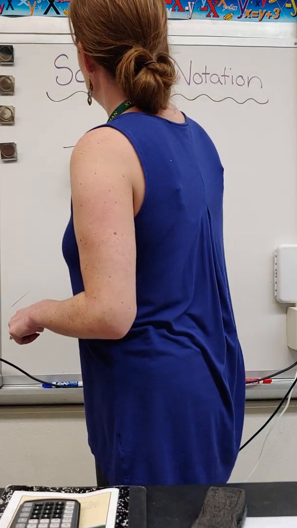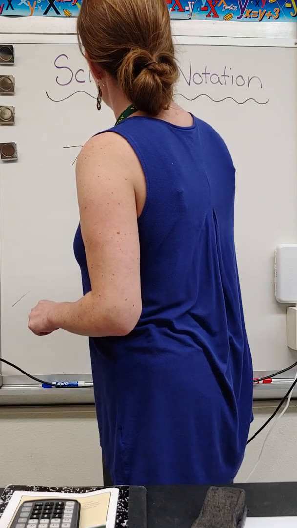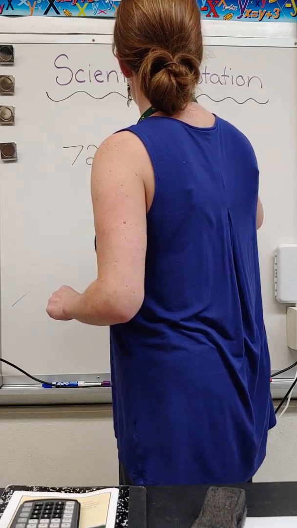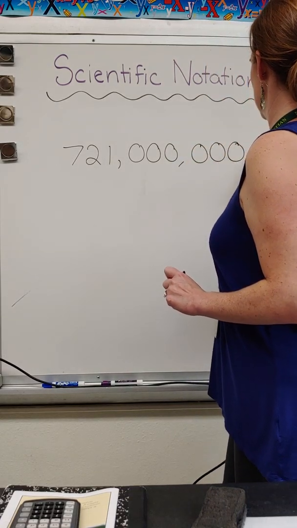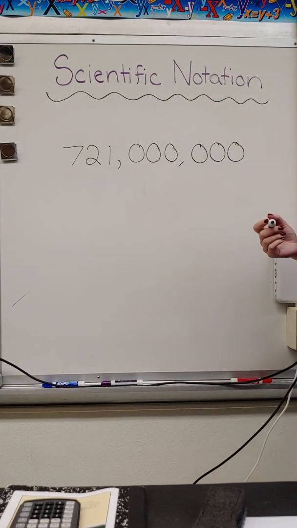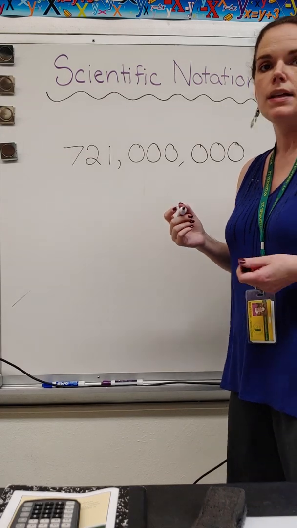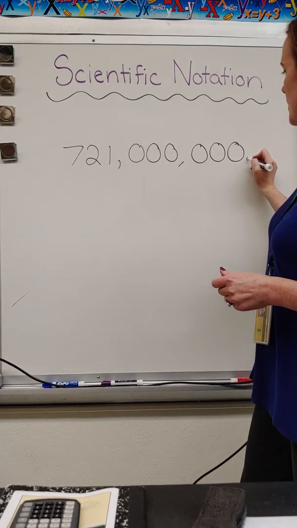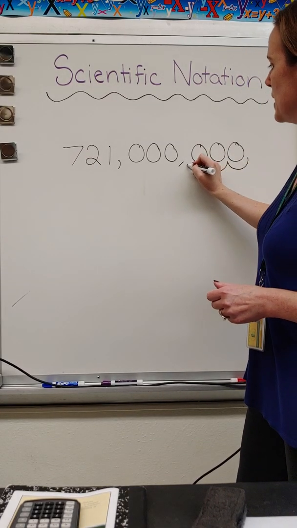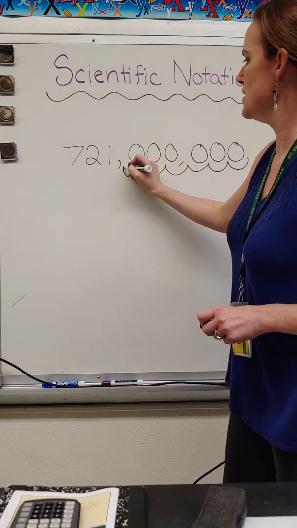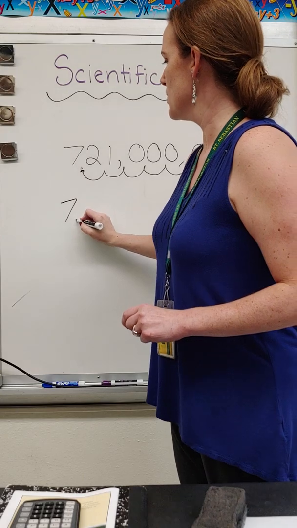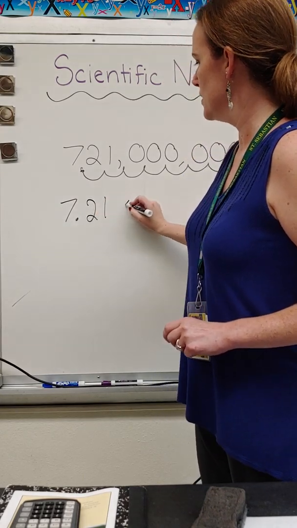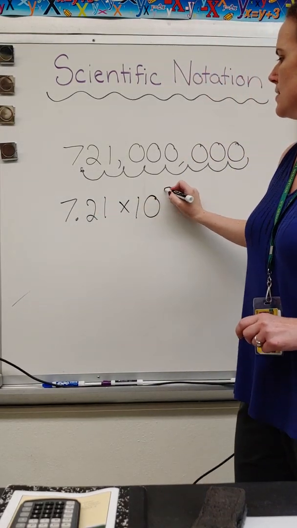Say I have 721 million. I'm going to take this and I'm going to move it 1, 2, 3, 4, 5, 6, 7, 8 spaces. So my number is 7.21 times 10 to the 8th.